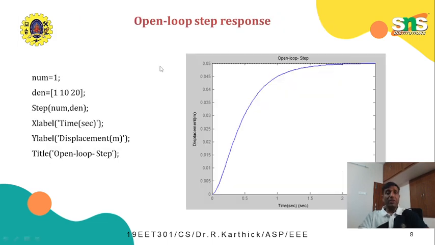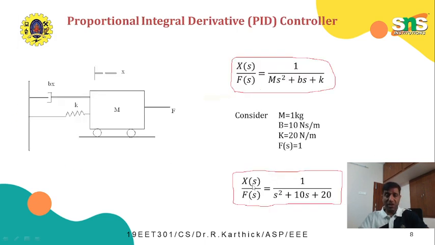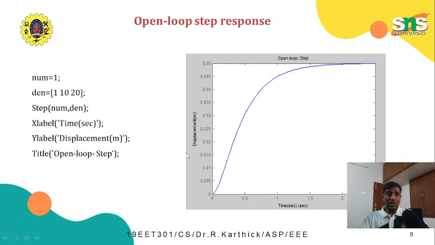Now you can see I've just used MATLAB in order to find the response of the system. We have taken the open loop step response, so the input is a step. There is a small code made with respect to the previous transfer function. Now you can see this is the numerator and this is the denominator, and we are going to find the step response with respect to the numerator and denominator.